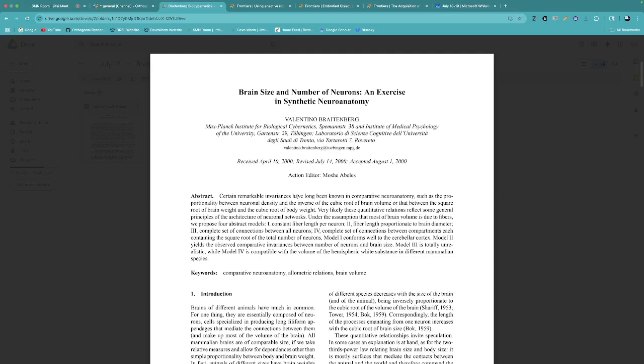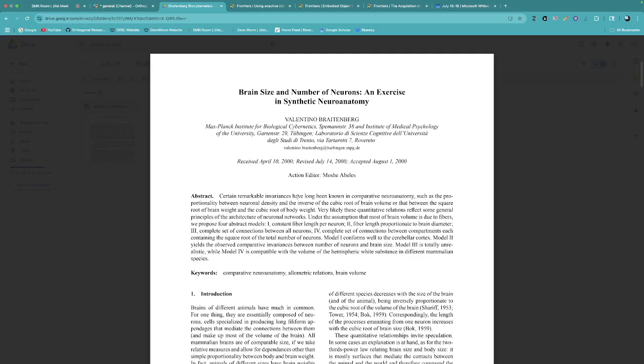Under the assumption that most of the brain volume is due to fibers, we propose 4 abstract models. So the first is constant fiber length per neuron. 2 is fiber lengths that are proportional to brain diameter. 3 is a complete set of connections between all neurons. And 4 is a complete set of connections between compartments, each containing the square root of the total number of neurons. So these are 4 abstract models.